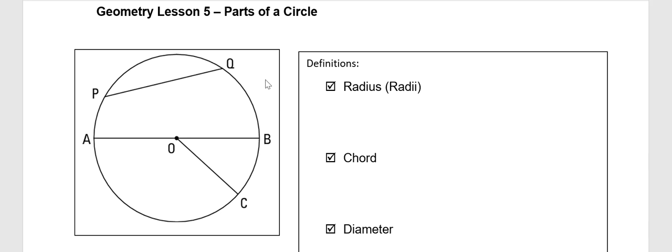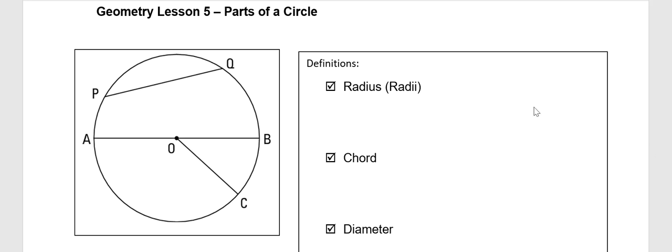So in today's video, we talk about everything we need to know about circles. What you're looking at in this image, you should recognize as a circle. And you can see there are various points on this circle. On the outer edge of the circle, there's points A, point P, point Q, point B, and point C. Those are all on the edge of the circle.